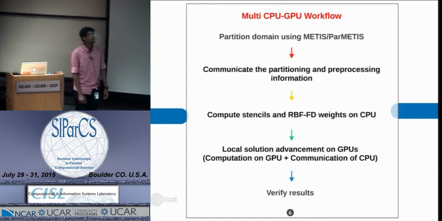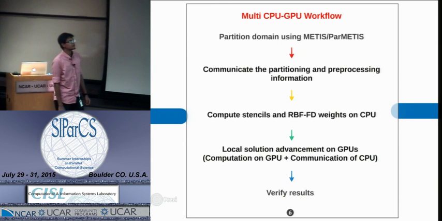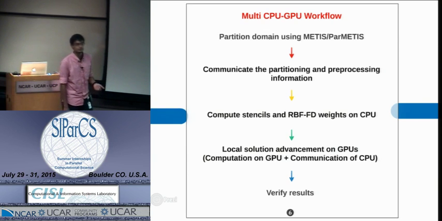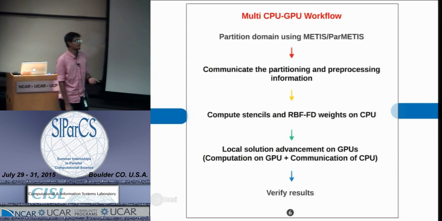So the workflow for the implementation, we used a tool called Metis that I'll discuss in detail in the next slide. It is a graph partitioning tool. Once we do the partitioning, every compute node should have the information, for example, the information that it's sharing with its neighboring nodes. So we communicate all of that for every node. Once all the data that's required for communication is in place, we then compute the stencils and RBF-FD weights, which is the pre-processing stage I mentioned, on CPU. And then the time stepping is done on the GPUs.